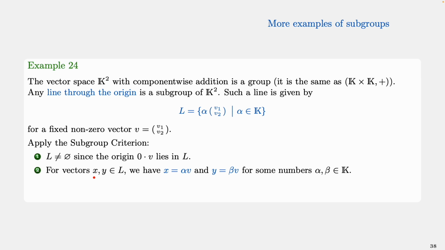Now I take two vectors x, y on L, so two vectors lying on this line L. That means x is equal to alpha times this vector v, and y is equal to beta times this vector v for certain numbers alpha and beta. And then I look at the difference. So I take x plus the inverse of y, and this is just alpha minus beta times v. So this is just another number that I could multiply v with, so this also lies on the line L. So by the subgroup criterion, it follows that L is indeed a subgroup of this vector space K2.